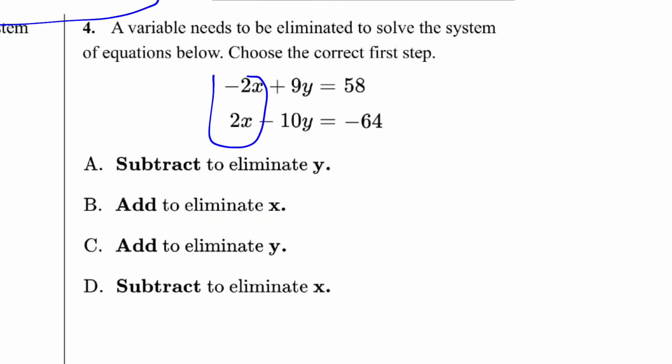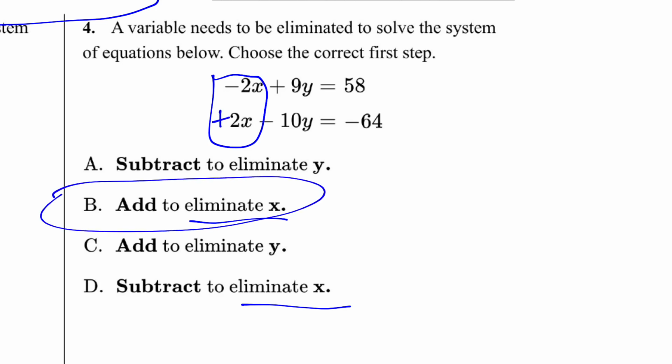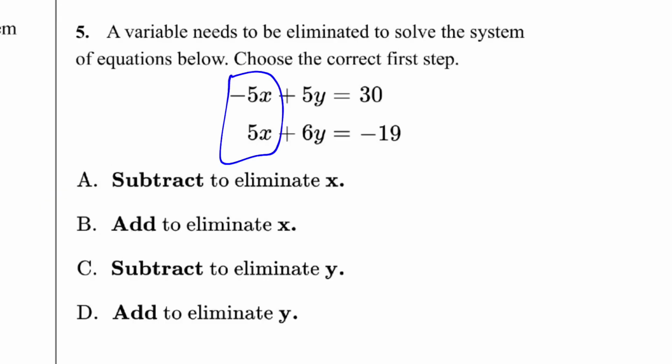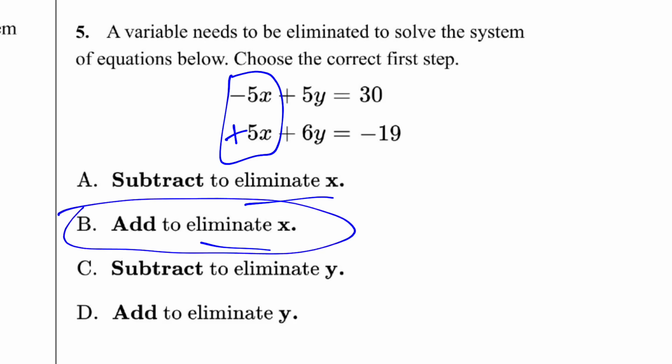Number 4, the x column has the same number, so we're going to be eliminating x. Notice this is a minus, this is a plus, so if we add straight down, they go away. Number 5, the x column has the same number, so for sure we're eliminating x. Notice one is a plus, one is a minus. That means if you add, they go away.